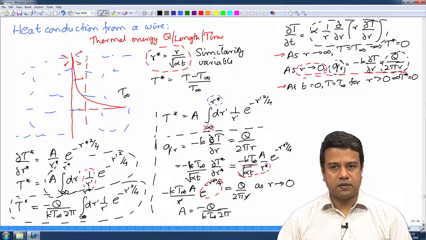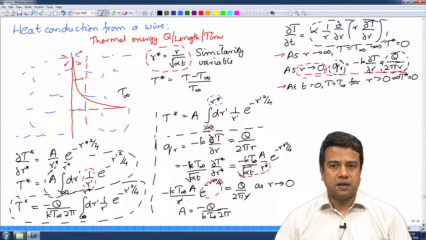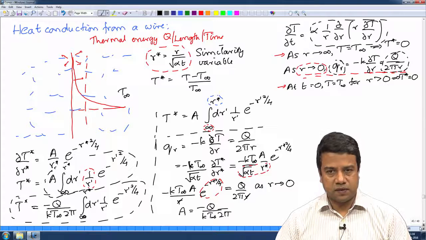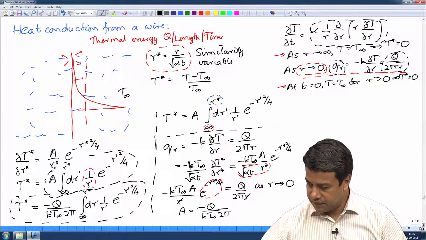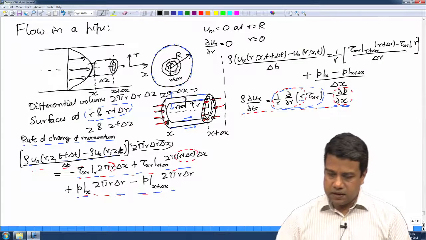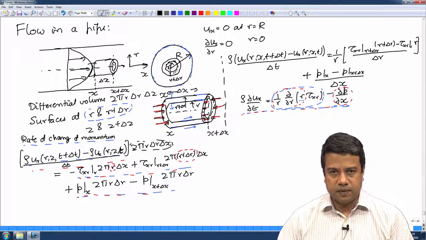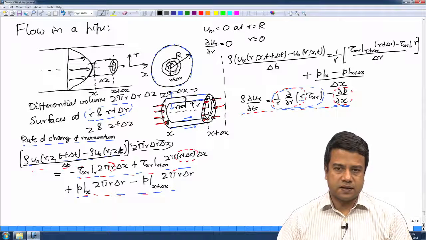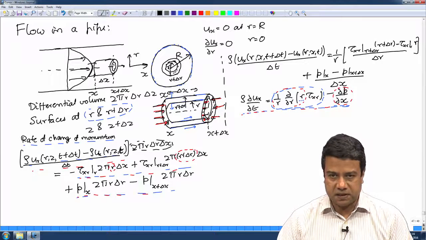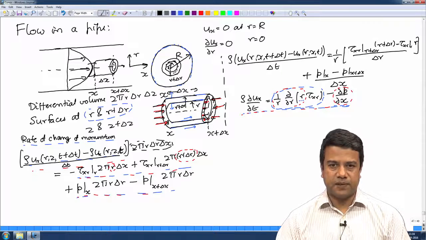And then we had gone on to momentum transfer problems. As I said, in momentum transfer there is one additional factor, which is the pressure gradient, which is not in general present in heat and mass transfer problems. And last lecture we had looked at the flow in a pipe, a cylindrical coordinate system in which the surfaces are surfaces of constant distance from the axis of the pipe.